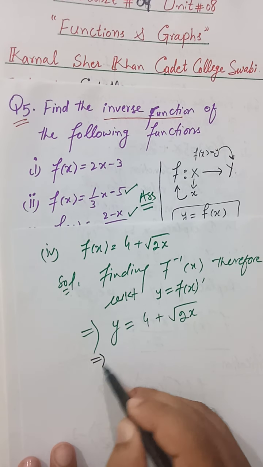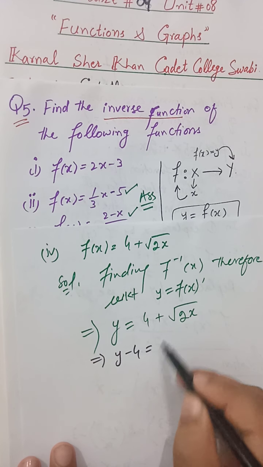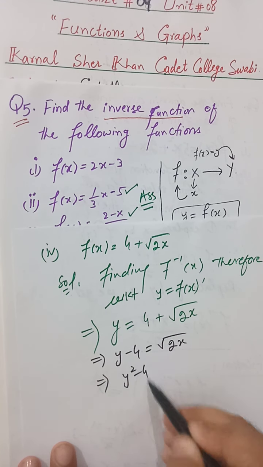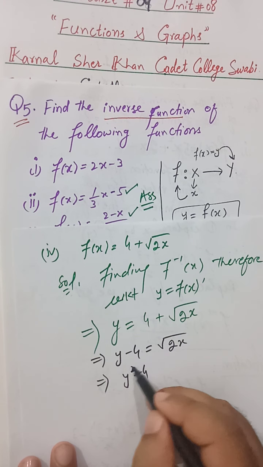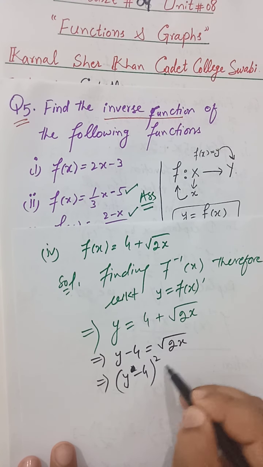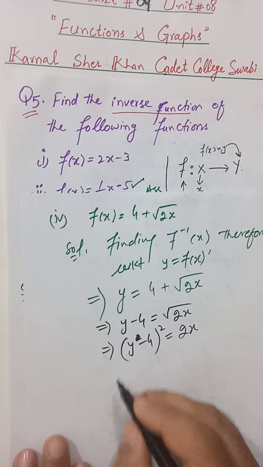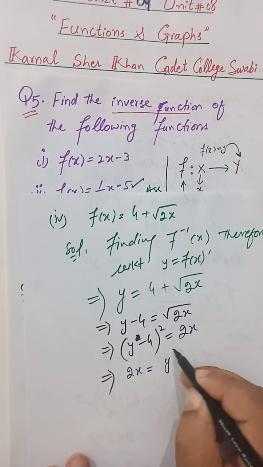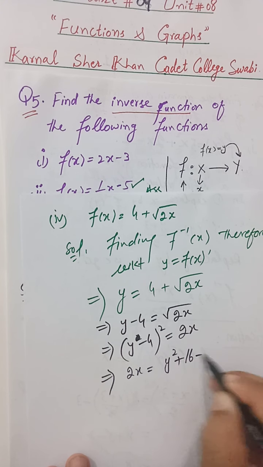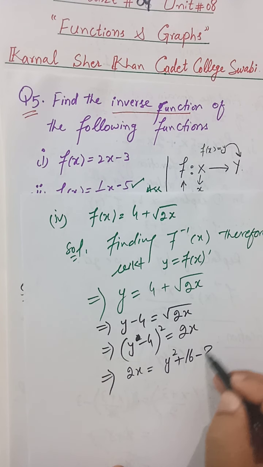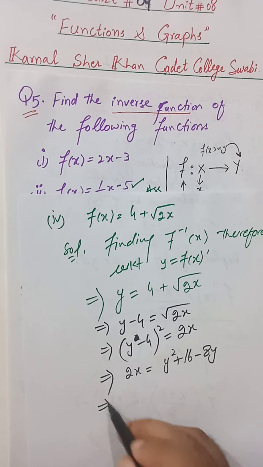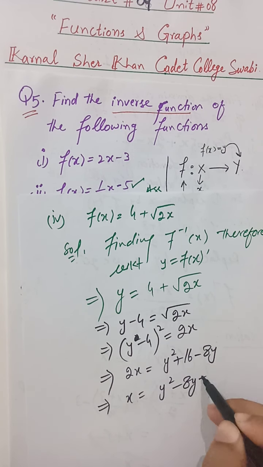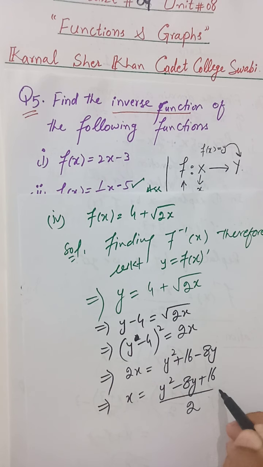So that will be y minus 4 equal to square root of 2x. Taking square on both sides, y minus 4 whole square is equal to 2x. So this implies that 2x is equal to y square plus 16 minus 8y, and this gives x is equal to y square minus 8y plus 16 divided by 2.